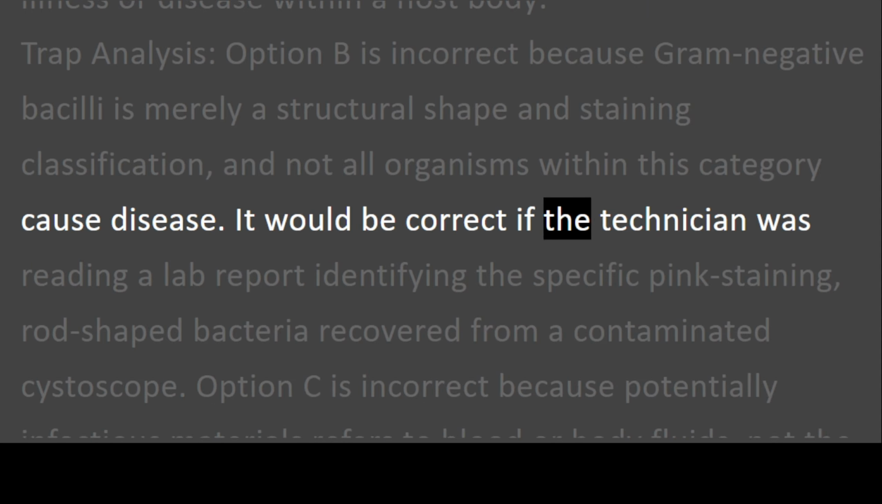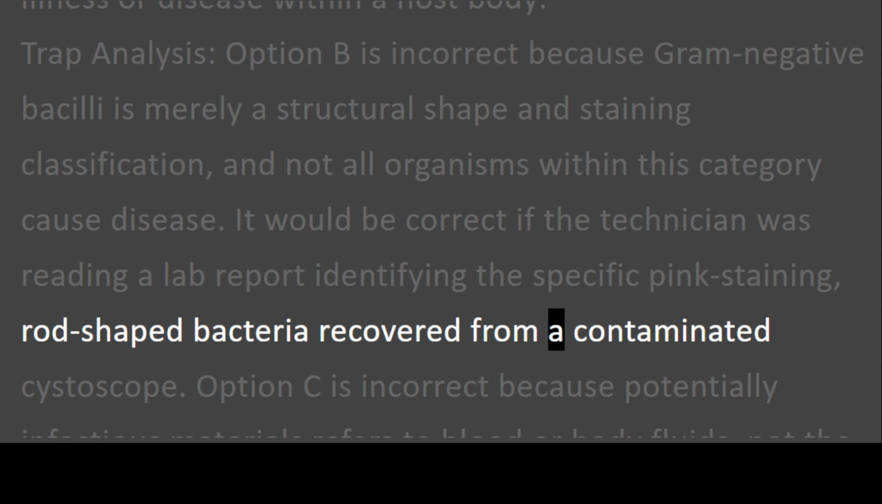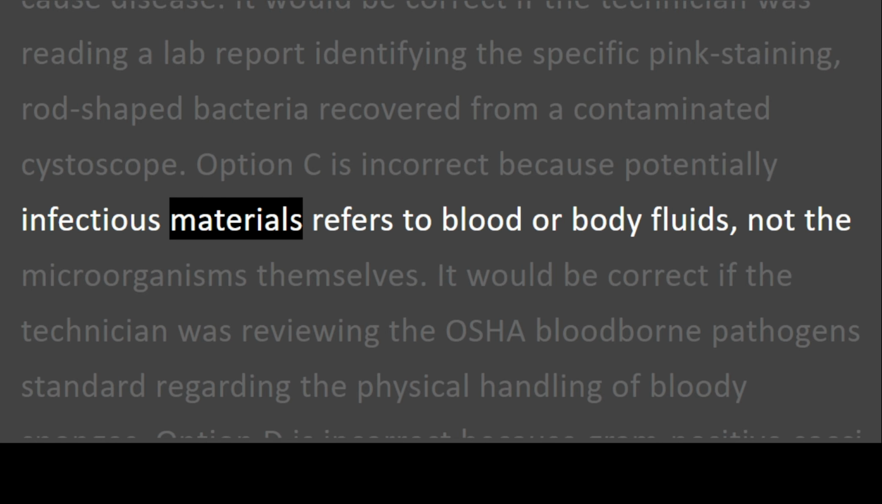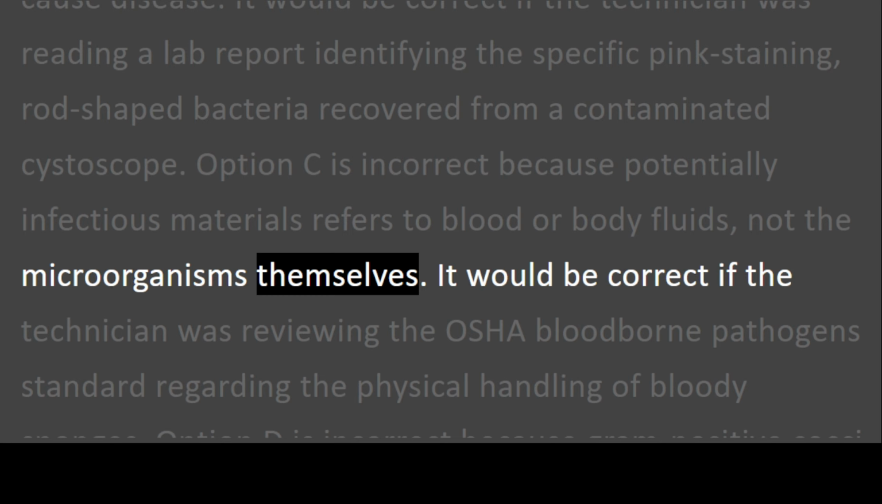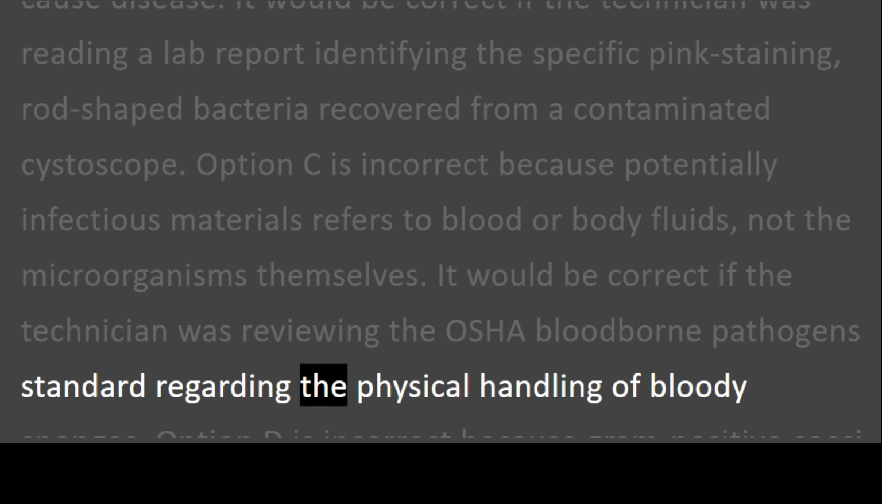It would be correct if the technician was reading a lab report identifying the specific pink staining, rod-shaped bacteria recovered from a contaminated cystoscope. Option C is incorrect because potentially infectious materials refers to blood or body fluids, not the microorganisms themselves. It would be correct if the technician was reviewing the OSHA bloodborne pathogens standard regarding the physical handling of bloody sponges.